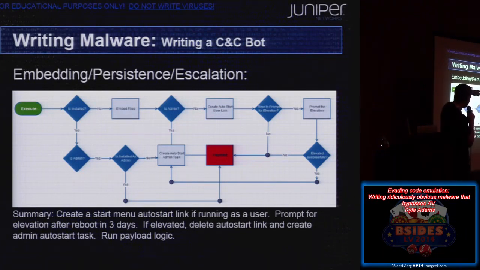So once we get admin privileges, the next thing we want to do is create the auto start admin task. We're going to delete the auto start out of the startup menu and create the auto start task to launch us as an administrator. And then we fall into our payload. If the user ever runs this again, we're going to see that it's already installed, that it's running as an admin, and then we're just going to go straight to the payload.